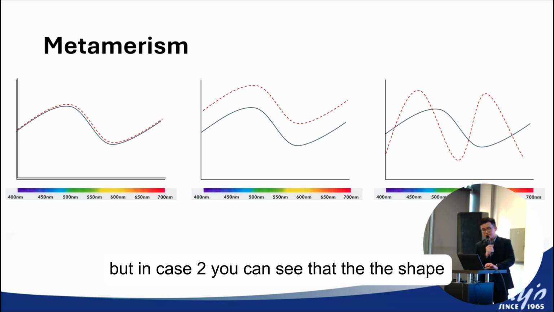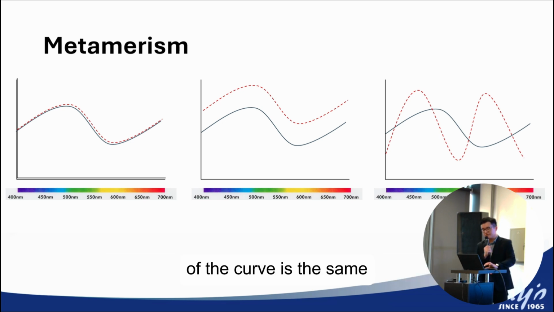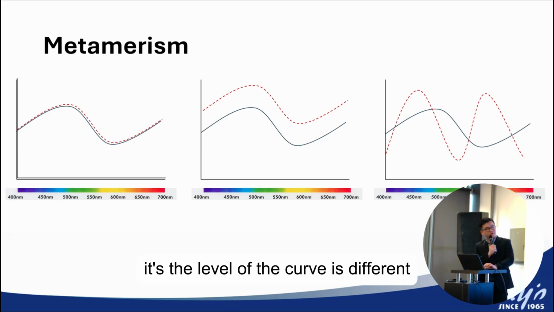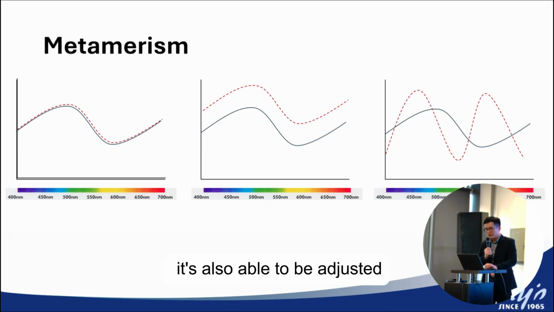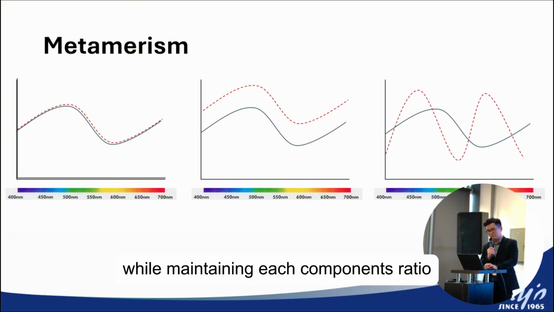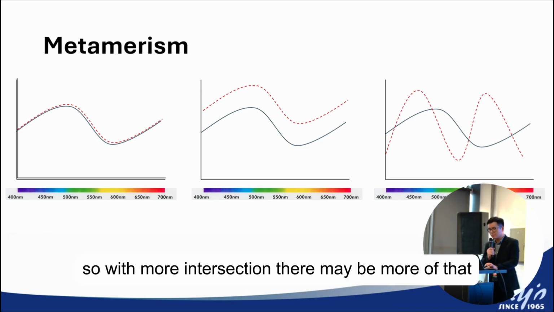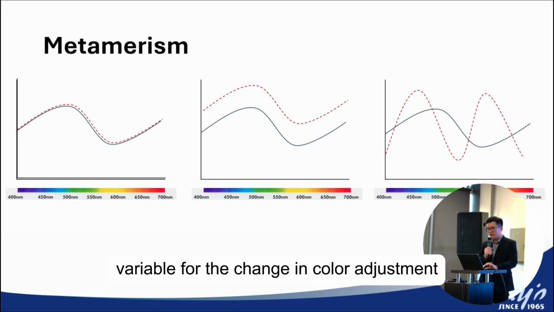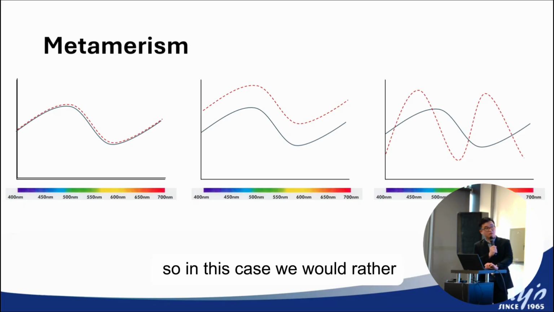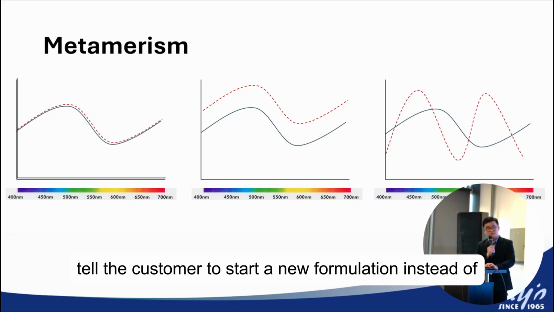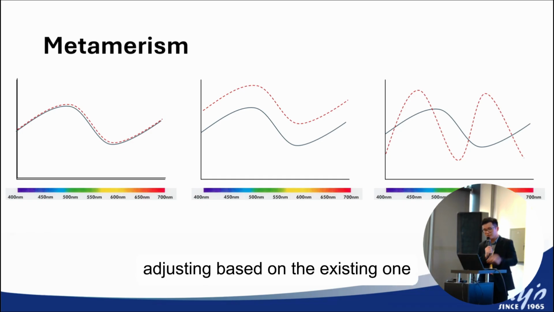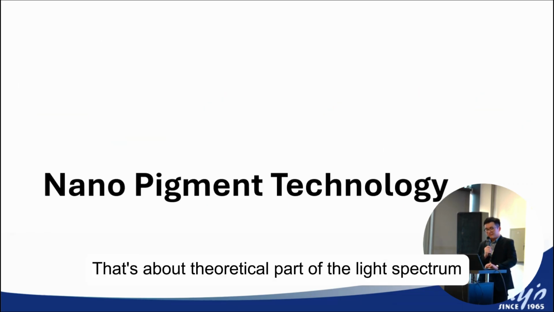But in case 2, you can see that the shape of the curve is the same. It's the level of the curve that is different. It's also possible to adjust by changing the concentration while maintaining each component's ratio. It's doable. But in case 3, you can see that there are almost 4 intersections. With more intersections, there are more variables in the color adjustment. So in this case, we would rather tell the customer to start a new formulation instead of adjusting the existing one. And that's about the theoretical part of the light spectrum.